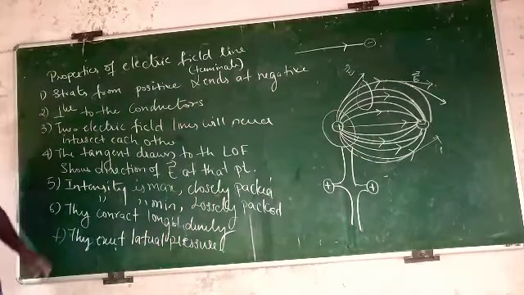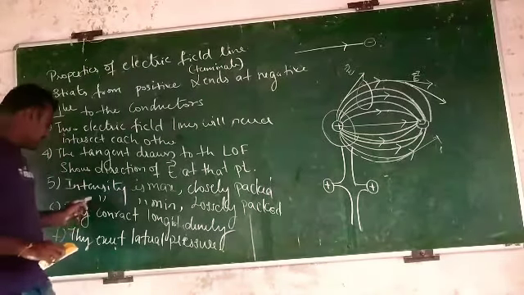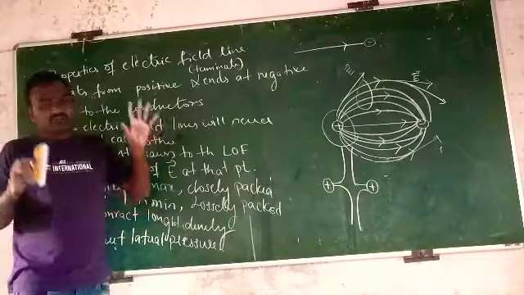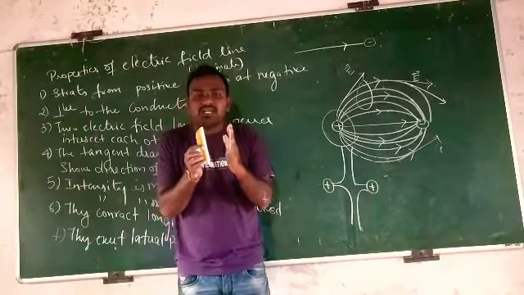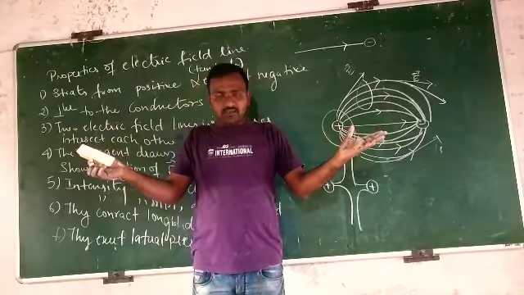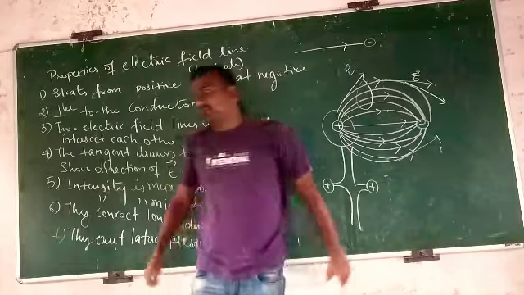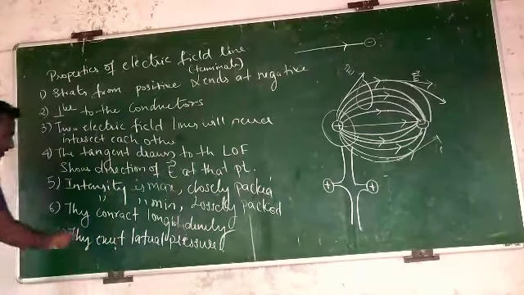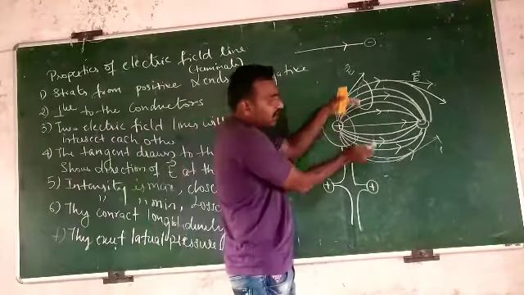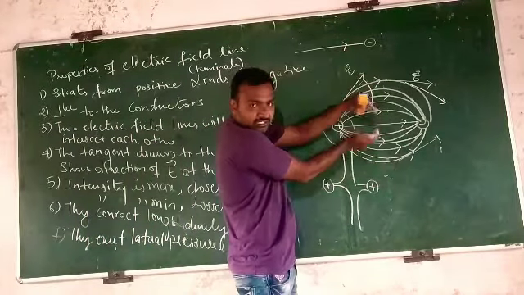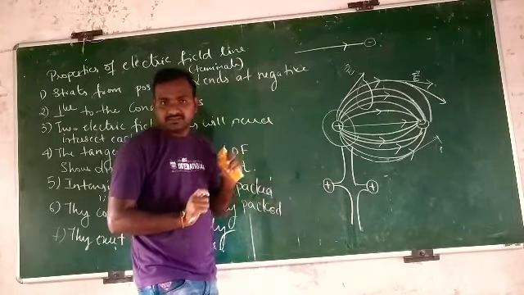And the next one, intensity is maximum when they are closely packed, and intensity is minimum when they are loosely packed. When the electric field lines are more, then the intensity is maximum. When the electric field lines are less, then the intensity will be minimum. And they contract longitudinally, and they exert lateral pressure.